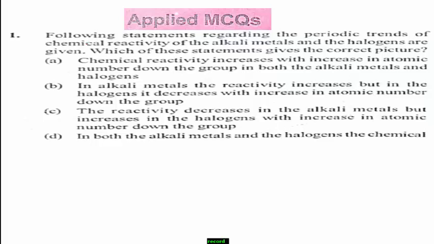Option A, chemical reactivity increases with increase in atomic number down the group in both the alkali metals and halogens. Option B, in alkali metals the reactivity increases, but in the halogens it decreases with increase in atomic number down the group. Option C, the reactivity decreases in the alkali metals but increases in the halogens with increase in atomic number down the group. Option D, in both the alkali metals and the halogens, the chemical reactivity decreases. Which one is the right answer?